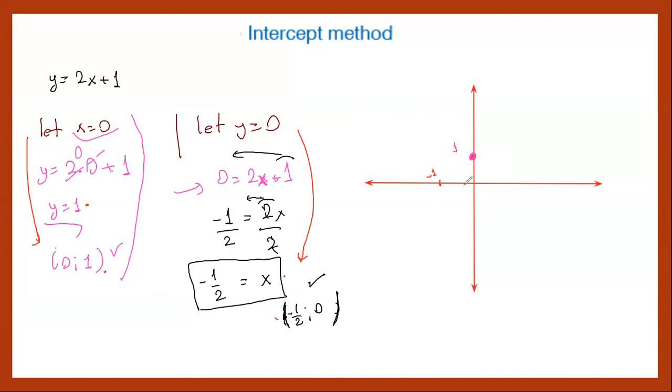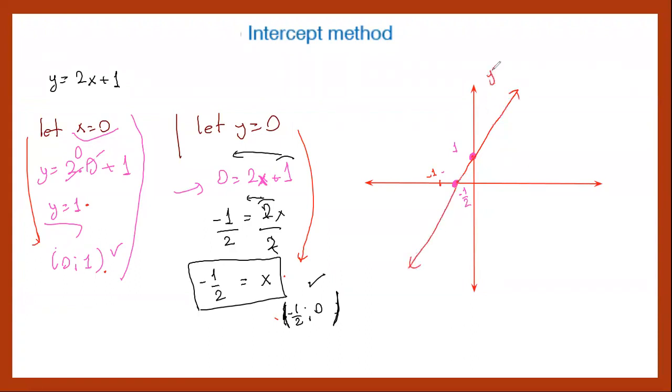And the other point, (negative 1 over 2, 0), is going to be just here, negative 1 over 2. The last step: you combine the two points to each other. Finish it.